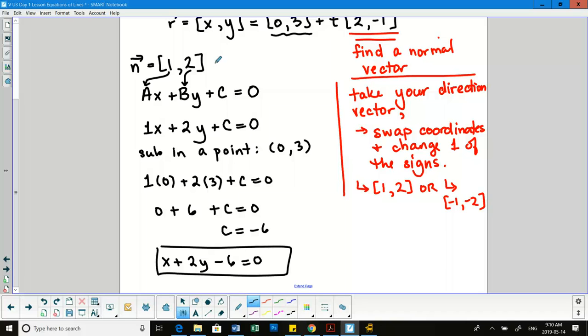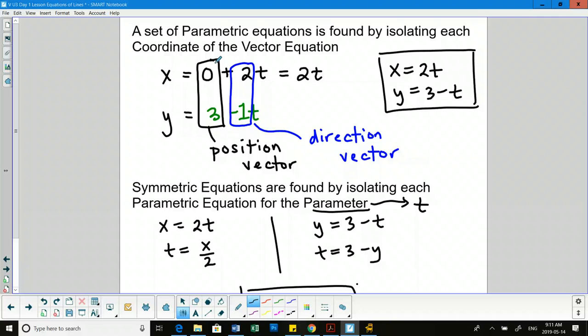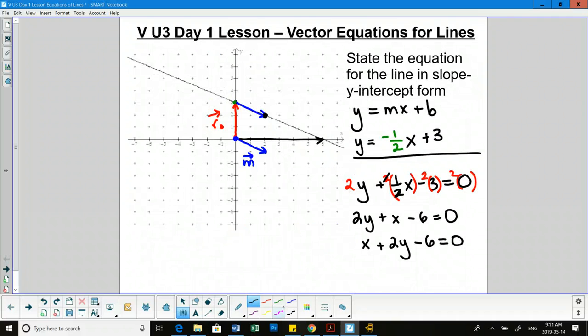And T stands for parametric. T is what we call a parameter, and if I slide back to our very first thing here, it essentially just means any scalar multiple of this direction vector. So it's saying it can be any size, really.